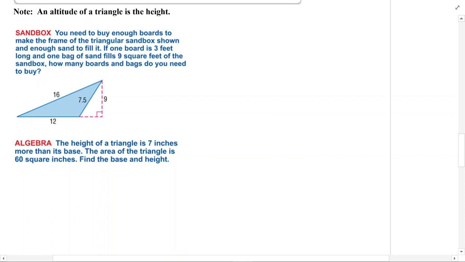So if I look at the perimeter, it is 16 plus 7.5 plus 12, which gives us 35.5 feet. Each board is 3 feet long. So if I divide that by 3, basically I want to divide 36 by 3 because I need to buy an even number of boards, and 36 divided by 3 is 12 boards.